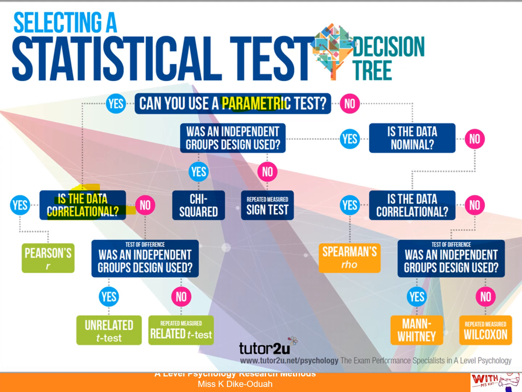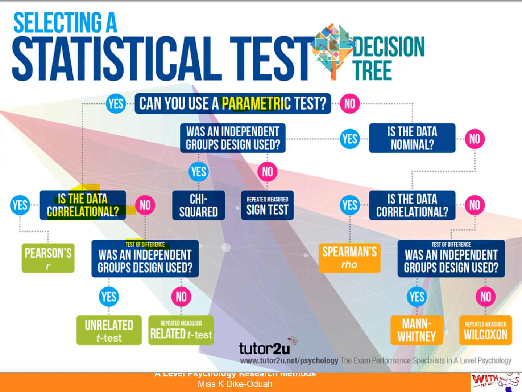If the data isn't correlational, then we need to ask ourselves, okay, so it's not correlational, it's definitely a test of difference. But a test of difference can be either an independent groups design or a repeated measures design. For independent groups, we are looking at an unrelated t-test, and if it's repeated measures, we are looking at a related t-test.